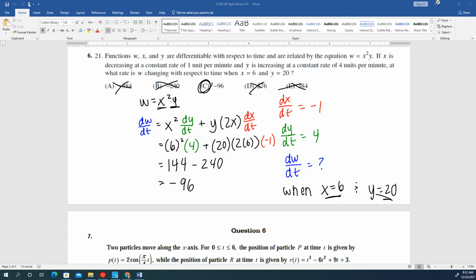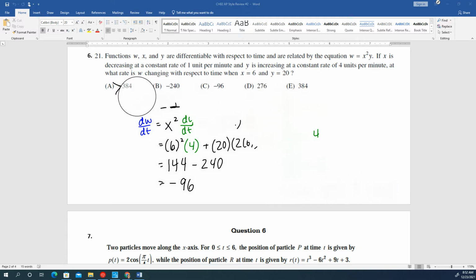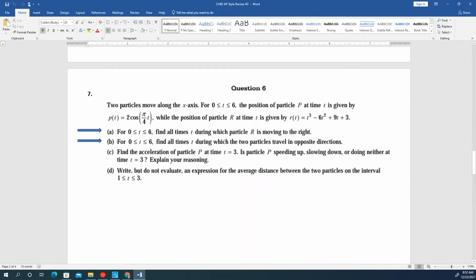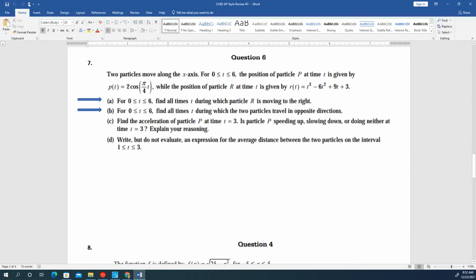Okay, now some FRQs. Okay, we have a classic: two particles move along an x-axis, particle motion one. So from 0 to 6, for our time, the position of particle P is given by this cosine function. And the position of particle R, this other particle that's moving, is given by this polynomial function.